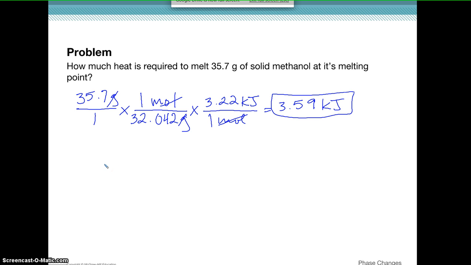So make sure you know where that chart is. We're going to be using those heats of fusion and heats of vaporization to do calculations with in the next video. But all you have to remember is they're mole calculations just like anything else that we've seen.